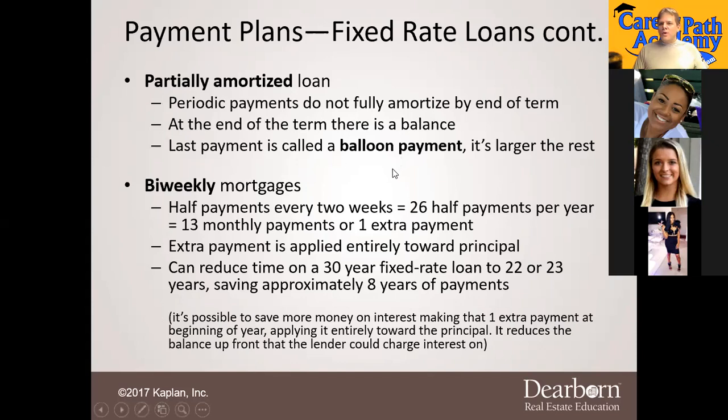If you can't save up one extra payment that you can make in one shot, because that money is going to burn a hole in your pocket, why don't you set your loan up to be a biweekly payment plan, where you're making half payments every 2 weeks, the equivalent of 26 half payments per year, which equates to 13 monthly payments. There's only 12 months in a year, so that one extra payment goes entirely towards the principal. By doing this, you could reduce a 30-year fixed rate loan to 22 or 23 years. That's shaving off about 8 years of payments. Nice.